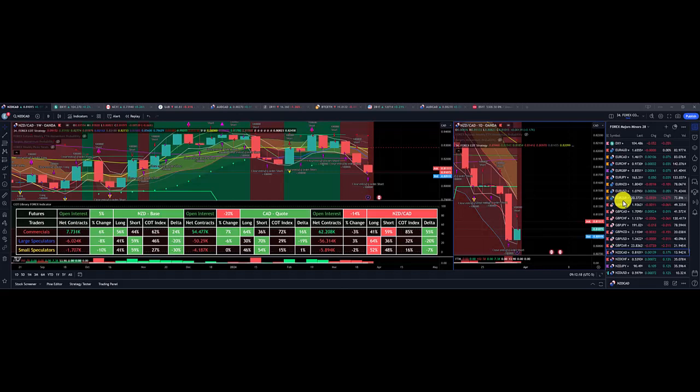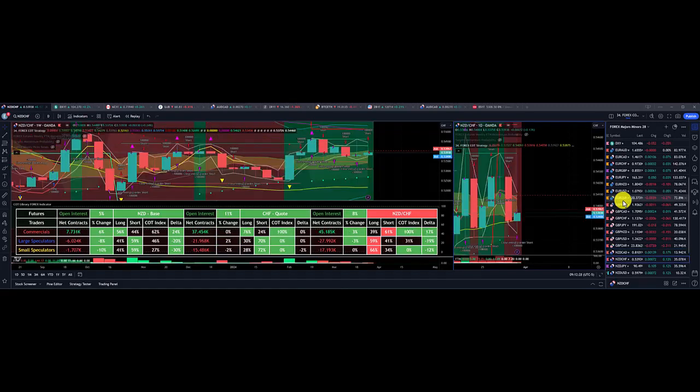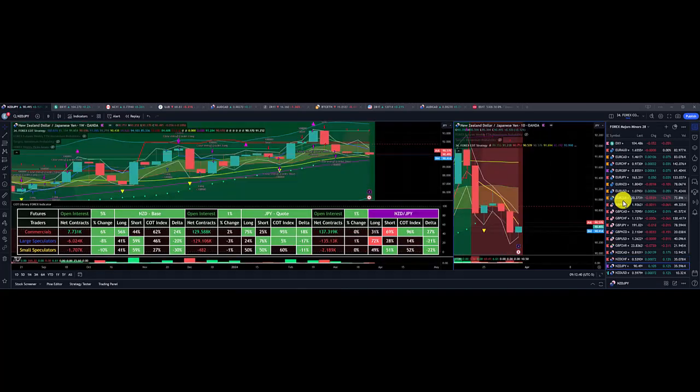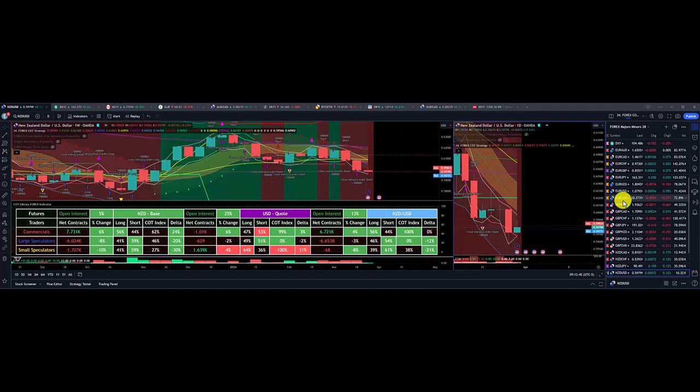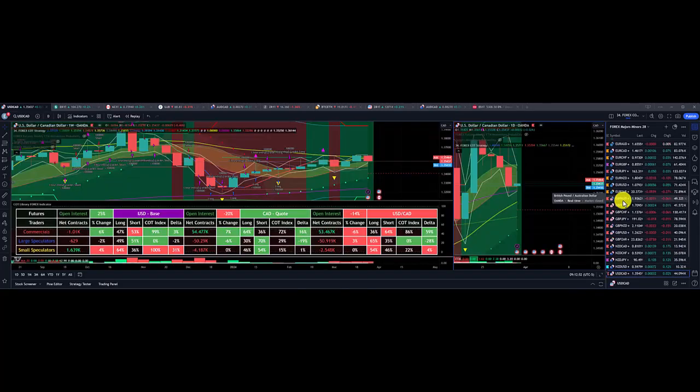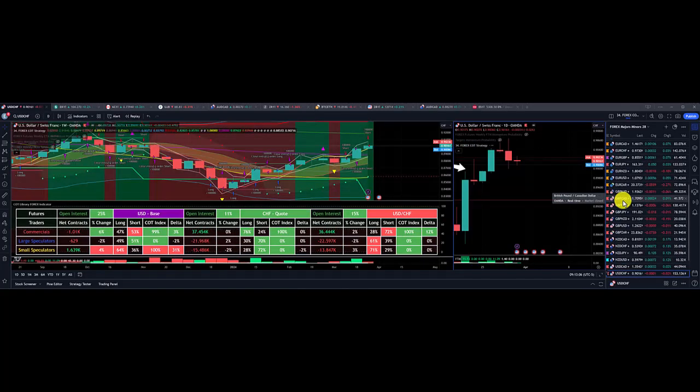New Zealand Canadian dollar looks to be a good long for next week. New Zealand Swiss franc looks to be a good short. No significant edge on New Zealand Japanese yen. New Zealand US dollar looks to be a good short. US dollar Canadian dollar looks to be a good long. US dollar Swiss franc looks to be an interesting long here.